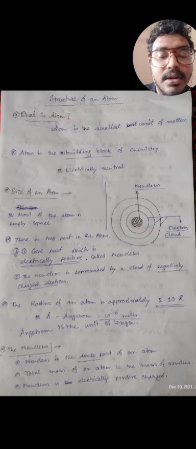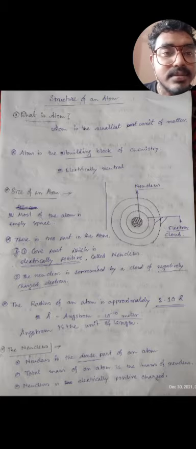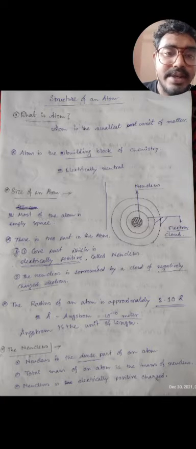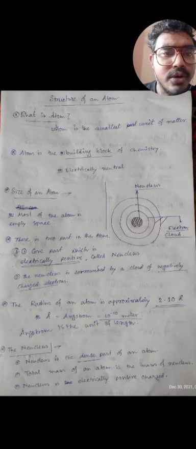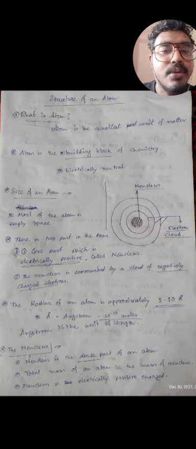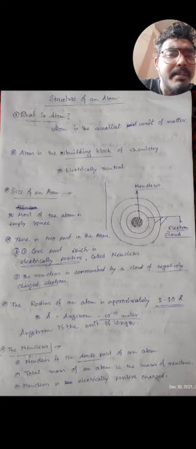Okay, so what is an atom? An atom is the smallest part of matter. If we take an iron rod and look at the microscopic view of it, we see that there are molecules of iron, and the molecules of iron are formed by atoms of iron. So an atom is the smallest part of matter.